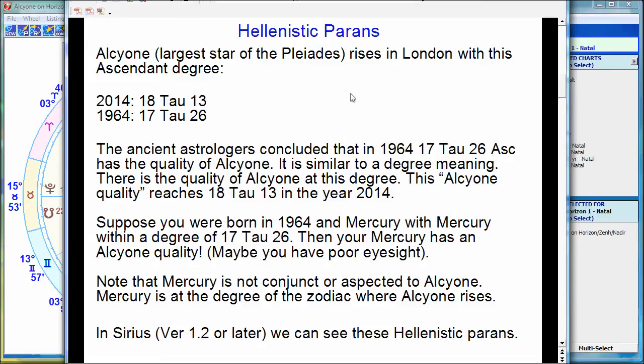Okay, so the ancient astrologers concluded that in 1964, 17 Taurus 26 ascendant has the quality of Alcyone. It is similar to a degree meaning, is what I was saying. This Alcyone quality goes from 17 Taurus 26 in 1964, 50 years later, in 2014, it would be 18 Taurus 13. Now, here's what a Hellenistic Paran is all about.